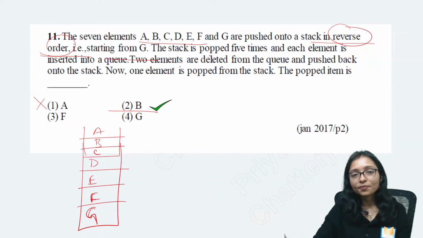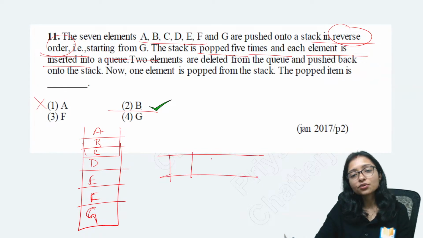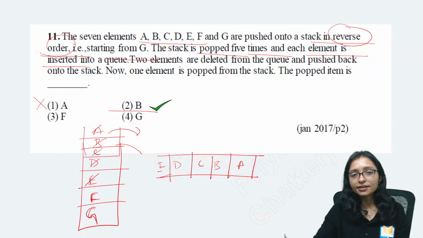This is happening. Now stack pops 5 items, each inserted into the queue. Now you are going to insert into the queue one by one: A, B, C, D, E. All inserted one by one. From this direction I am inserting.